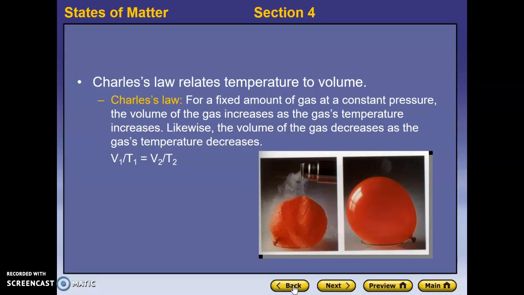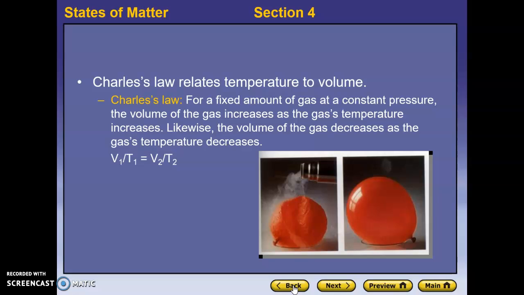So this is a direct relationship. As one goes up, the other goes up. So we have a little bit different mathematical law, with V1 over T1 equal to V2 over T2.